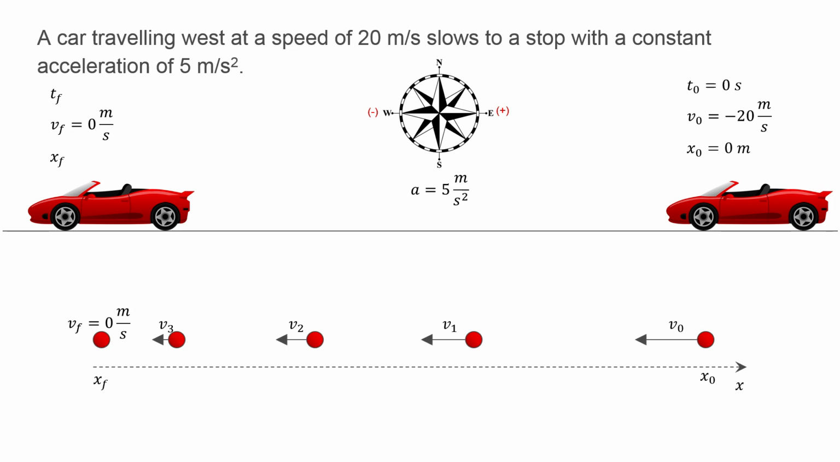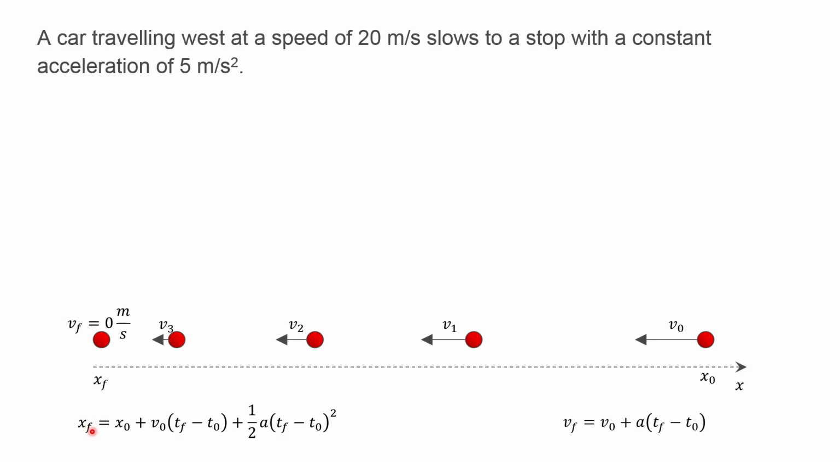The general equation of motion is here. X sub f equals x naught plus v naught delta t plus 1/2 a delta t squared. We'll also be using the simplest definition of acceleration. V sub f equals v naught plus a delta t.